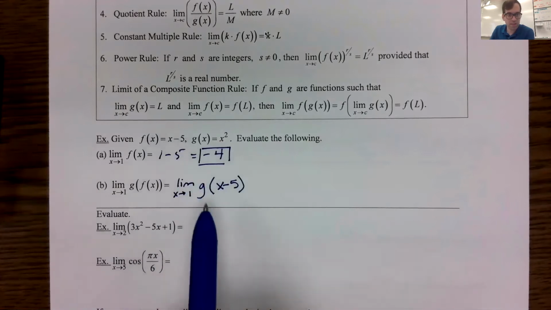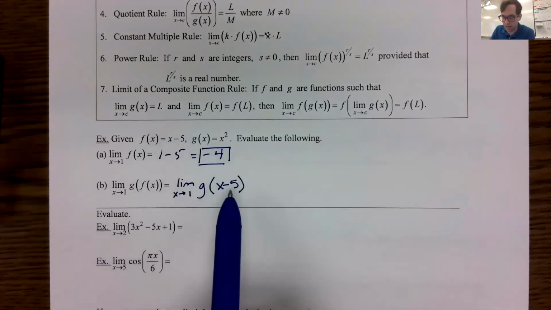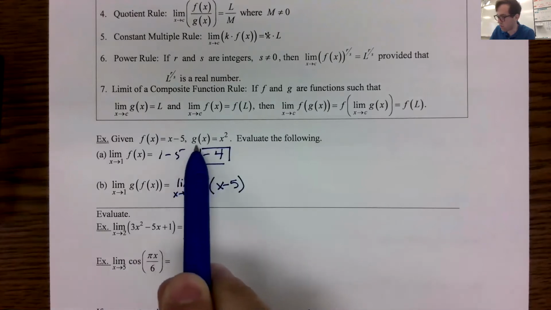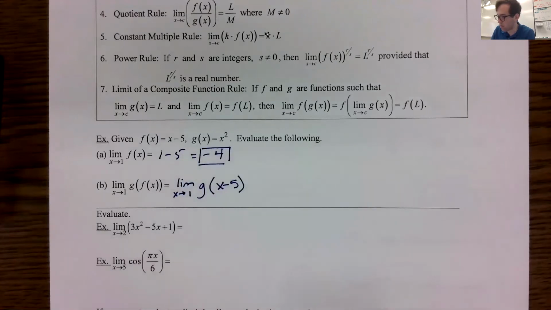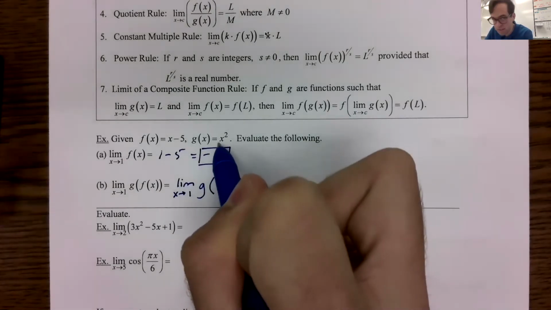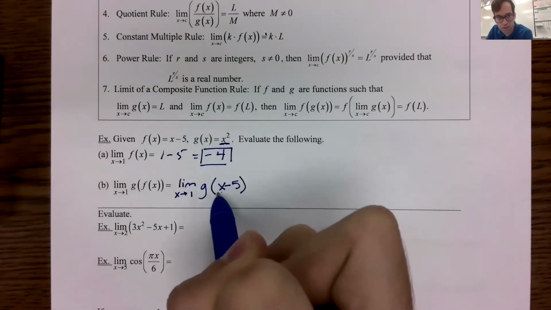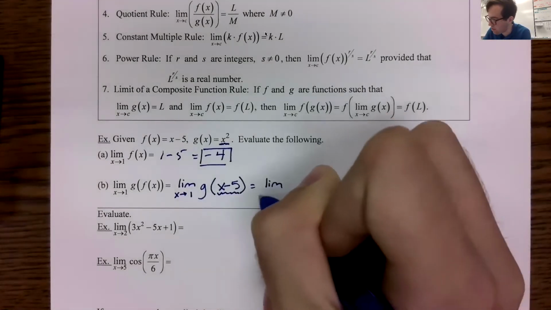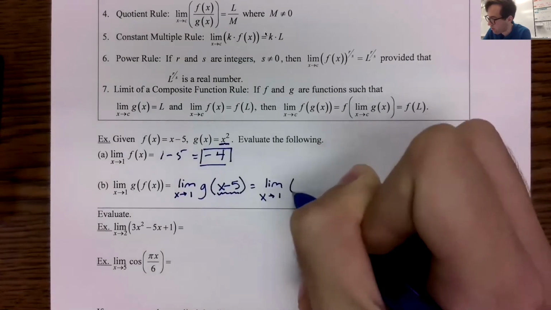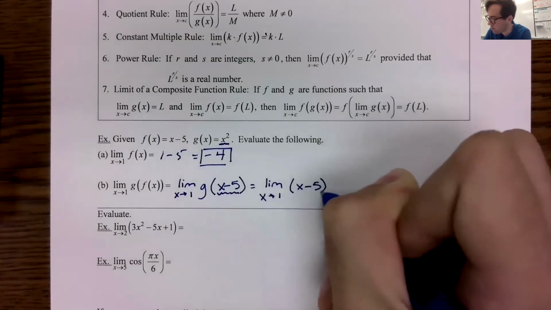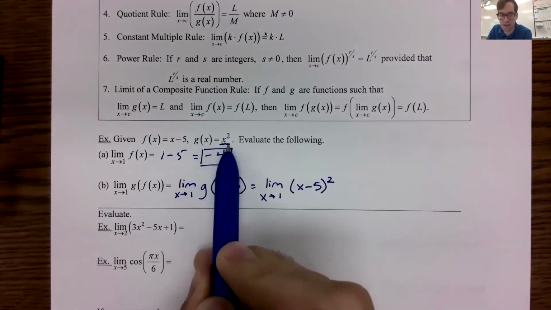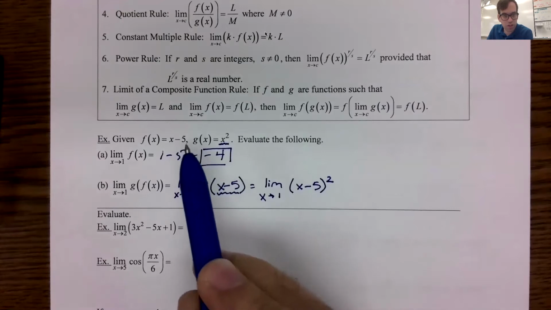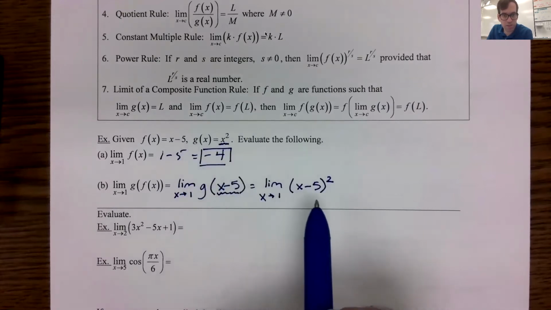So f of x was x minus 5. I always plug in the inner first, and then let's plug in the outer. So we have g of x equals x squared. So our x that's defined there is being replaced by x minus 5. So what we really have here is the limit as x approaches 1 of (x minus 5) squared, right? Because I'm replacing the x with the x minus 5. So g of x is x squared, g of x minus 5 is (x minus 5) squared.